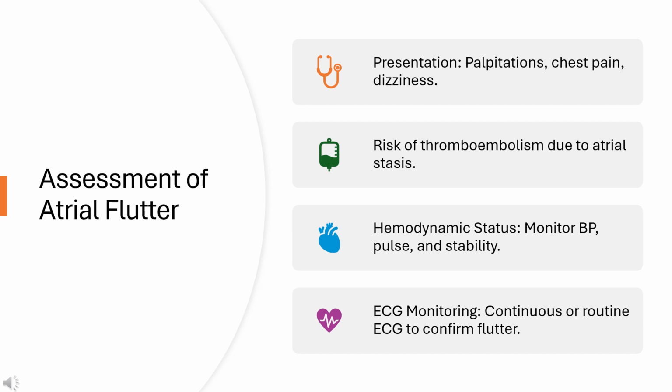Assess for irregularity and rate of pulse. A high ventricular rate can lead to hemodynamic instability. Look for signs of adequate perfusion, such as warm extremities, normal mentation, and stable urine output.